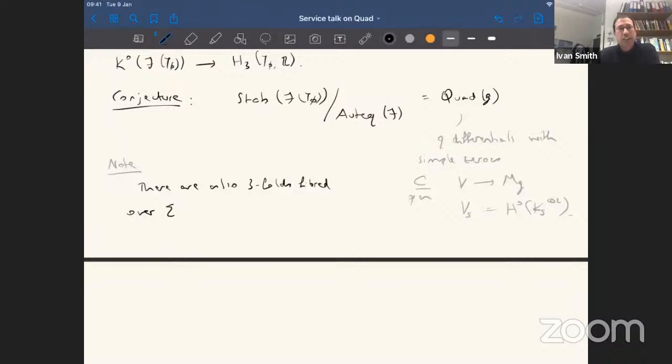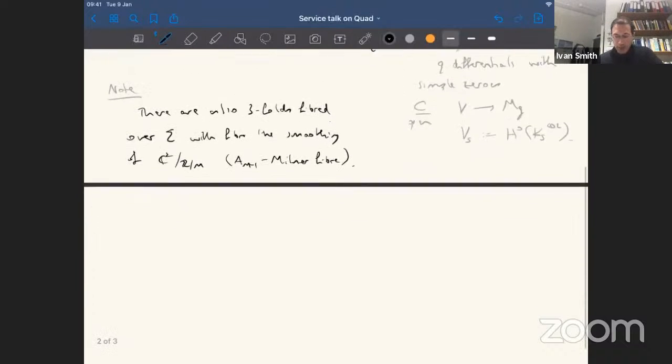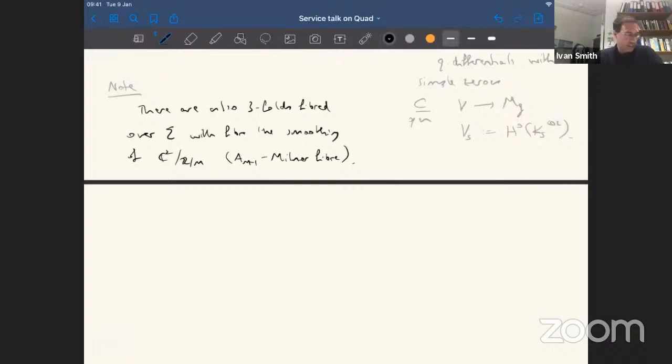Fibered over a Riemann surface, where the fiber, instead of being an affine conic, which you could think of as the smoothing of C2 mod Z2, is the smoothing, the Milnor fiber of C2 mod Zm, the sort of A_{m-1} Milnor fiber. Okay, and we can again write these down as hypersurfaces.